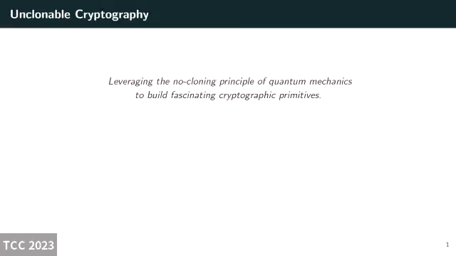So quantum computing can be both useful and harmful to cryptography. In this talk, we'll see how it can be useful to cryptography. Specifically, we're going to focus on the area of unclonable cryptography, which is about how to leverage the no-cloning principle of quantum mechanics to build crypto primitives that are impossible to achieve classically. So roughly speaking, the no-cloning principle says that it should not be possible to clone arbitrary quantum states.